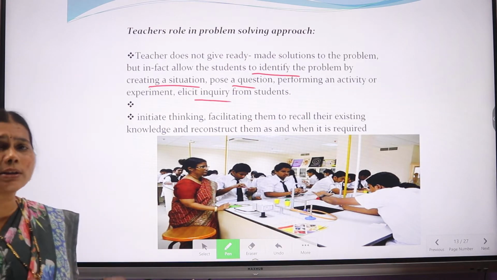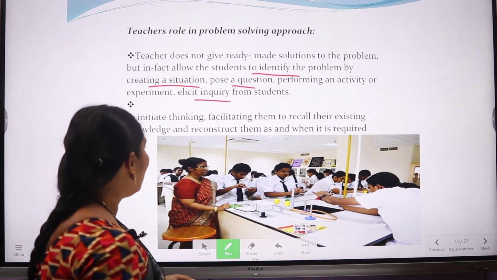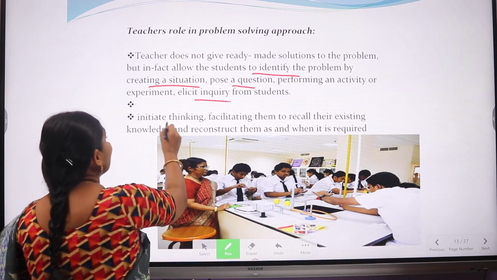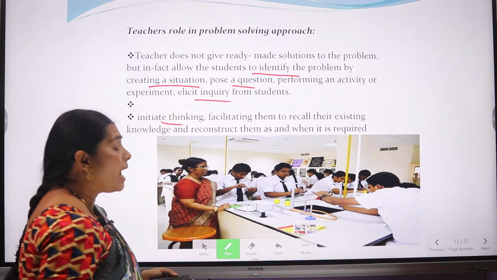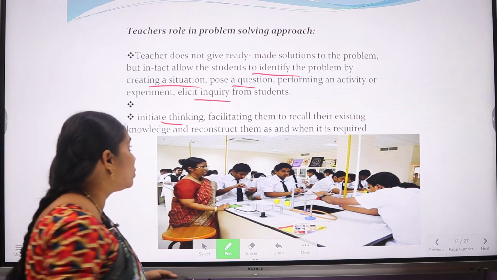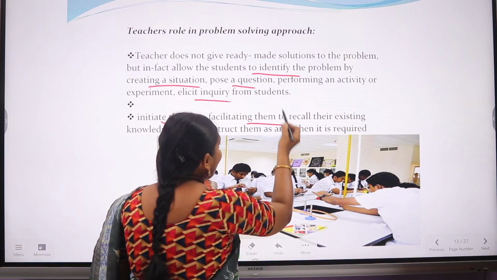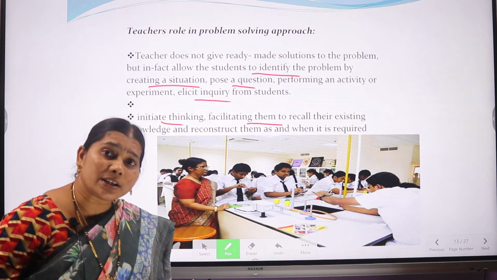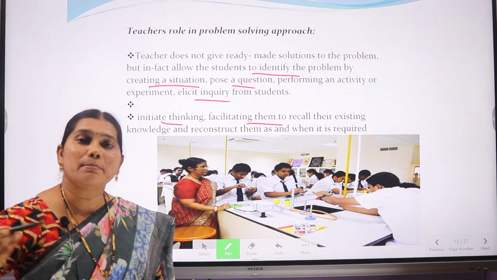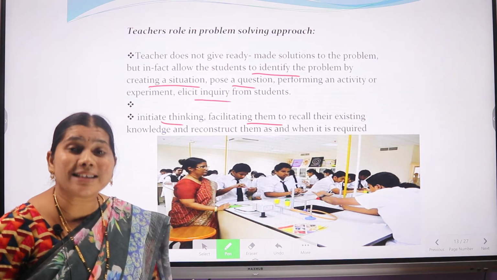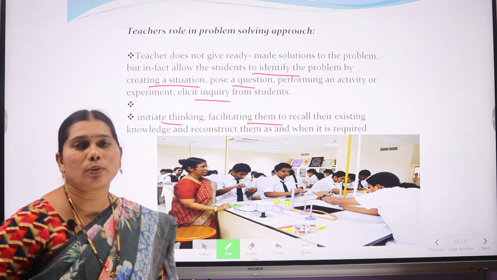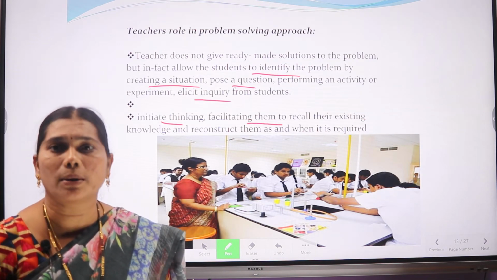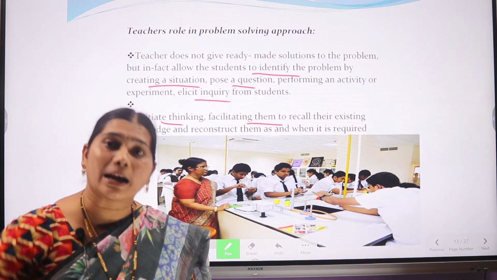So with all this, I can tell you that as a teacher, I have to initiate thinking in my students. I have to facilitate my students to recall their existing knowledge and construct it to the situation by making them contextualize the situation. So this is what we can say. The teacher will never give a ready-made solution to the problem, but he creates a platform.